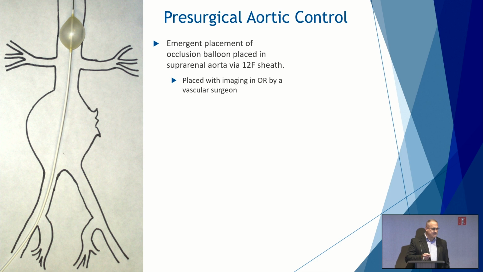One of the principles that have increased survival in both open and endovascular treatment is this idea of pre-surgical aortic control. We can place emergently, percutaneously via a 12 French sheath an aortic occlusion balloon, blow it up, and increase a patient's perfusion of their heart and their brain.